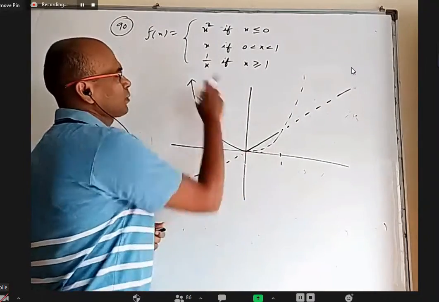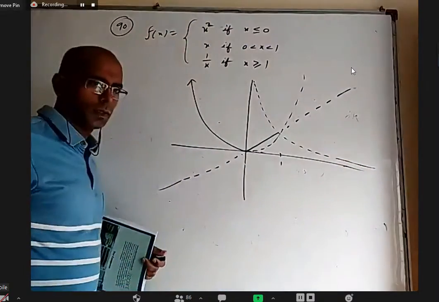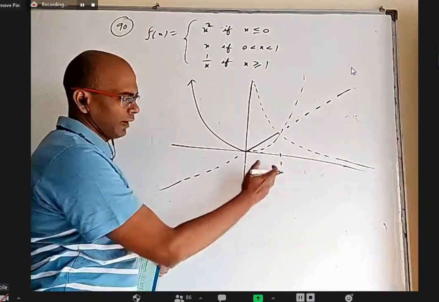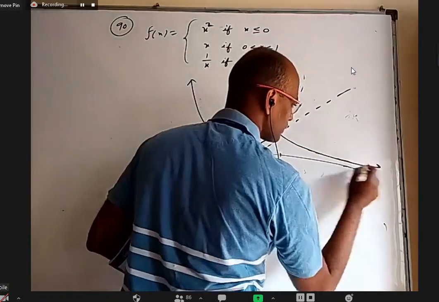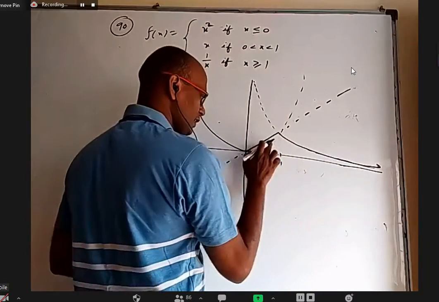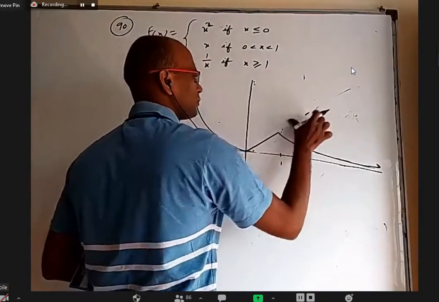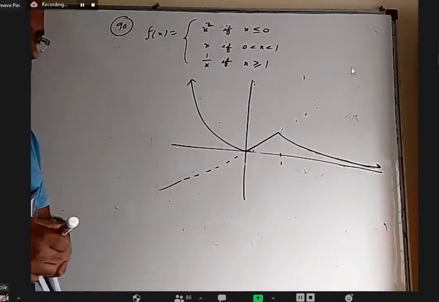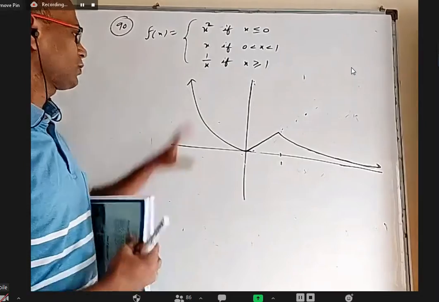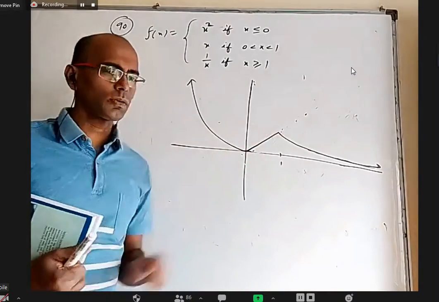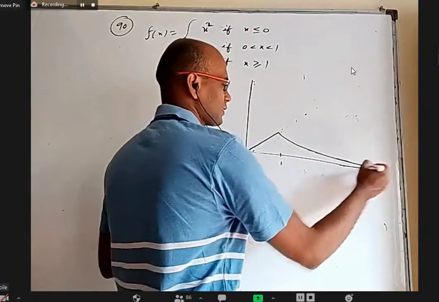Next, actually 1 by x graph, all of you know it will be like this. After 1 only I should take that, so that is only this piece, which is trying to touch x-axis. So this I can neglect. This is neglected, this is neglected, this is neglected. Okay, so for all negative values x square, between 0 to 1, part of the line y equal to x. After 1, part of the curve y equal to 1 by x, which is strictly decreasing and trying to touch x-axis at the end.